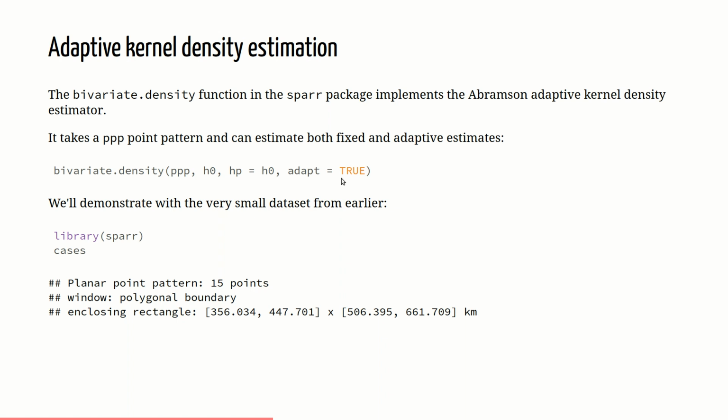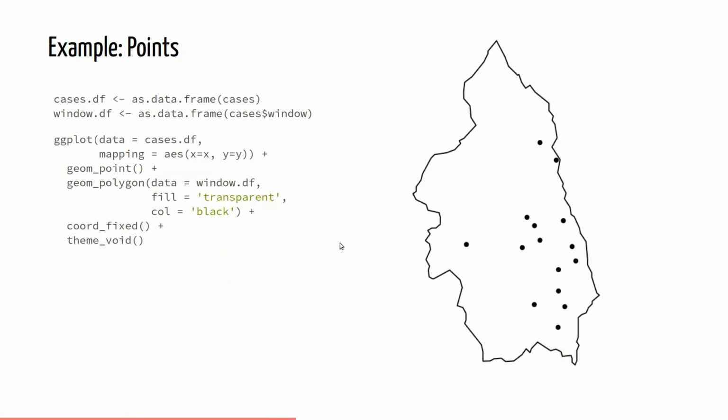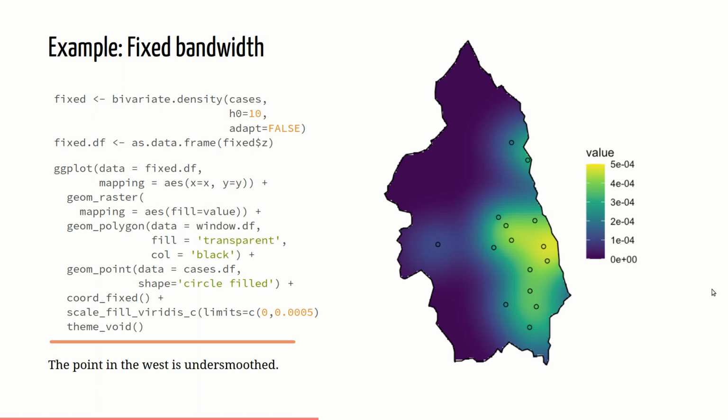Okay. So we're going to look at the same data set that I had before, which is just 15 points sampled from the PBC data set, which will be detailed a little bit later on. So here are those same points, 15 points, across our region, and we're going to do a fixed estimate and an adaptive estimate.